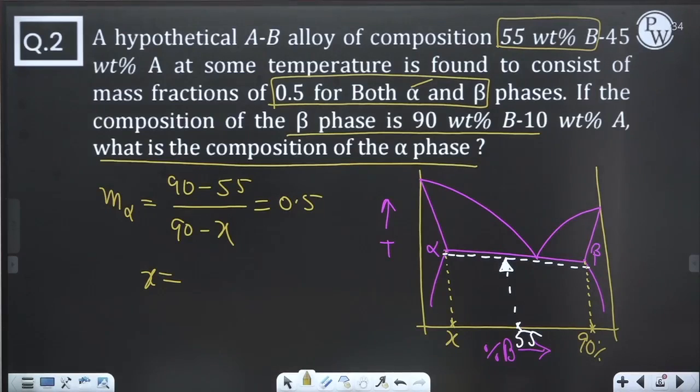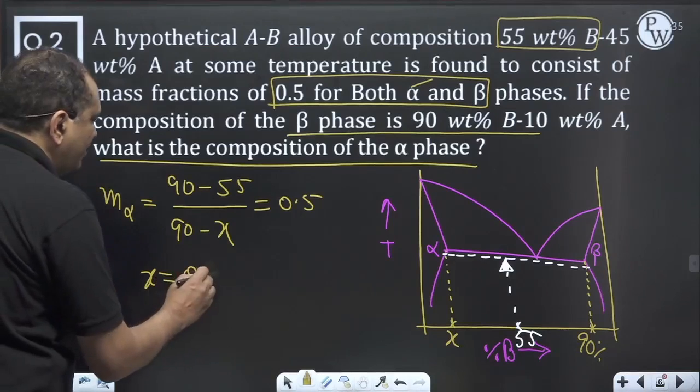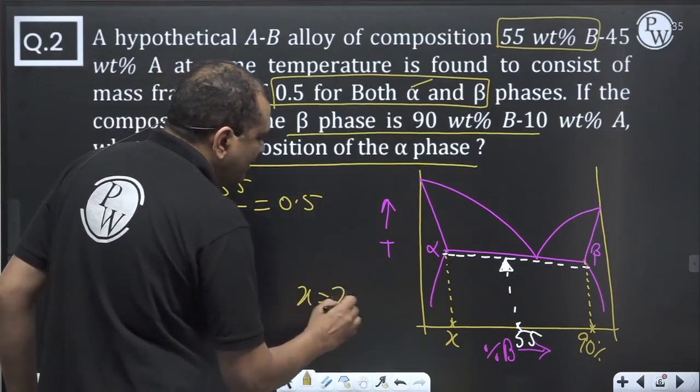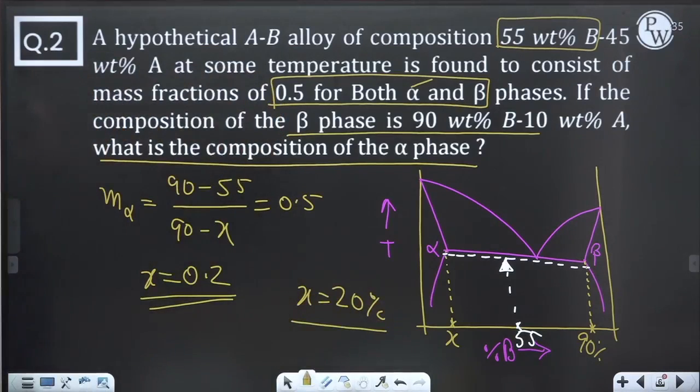Calculate X quickly, and that will be the answer. My answer is 0.2, meaning X will be 20%. So 20% is the answer.